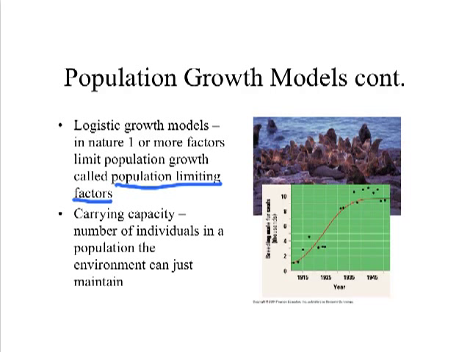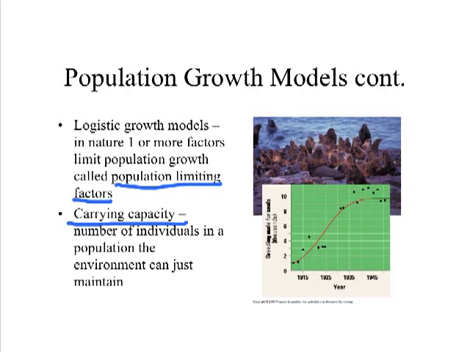Carrying capacity is also a very important term to talk about. It's the number of individuals in a population that the environment can maintain. Okay, any more than the carrying capacity and the population starts to decrease. Any less than the carrying capacity and the population can still increase. So populations of different species are going to have different carrying capacities depending on their environment and the community that they're in.